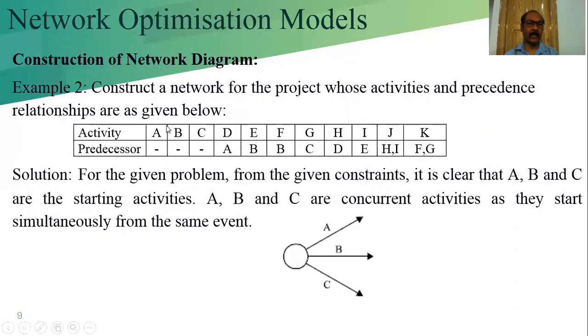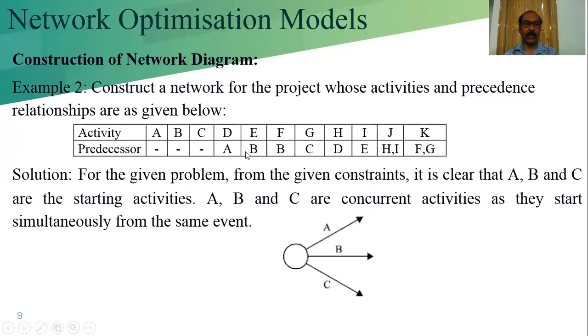Since here A, B and C have no predecessor, they are the starting activities. They start from a start node. That means they are going out from the start node. D, whose predecessor is A, will be going out from the node related to A. That means where the activity A is entered, D is going out.